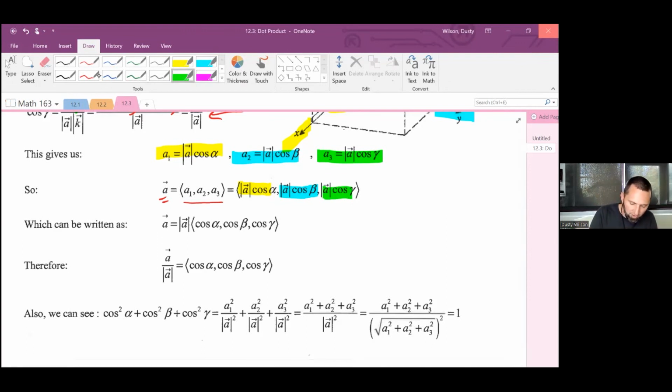You'll notice that there's a common factor of the magnitude of A throughout. And so we can pull that out front. Now I have vector A is equal to the magnitude of A times a vector made up of all of those cosine angles. And I can divide through by that magnitude of A, giving me A over the magnitude of A equals cosine of alpha, comma cosine of beta, comma cosine of gamma. Notice the thing on the left is a unit vector.